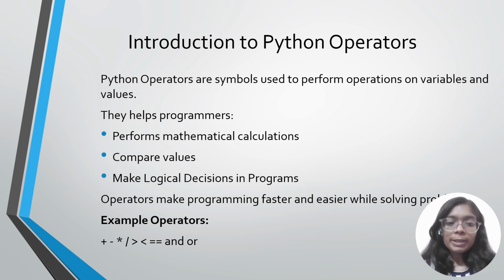Python operators make programming easier by allowing us to perform different tasks such as mathematical calculations, comparing values, making decisions in programs. Some common examples of operators are plus, minus, multiplication, division, greater than, and logical operators like and, or. These operators are very useful when solving programming problems.